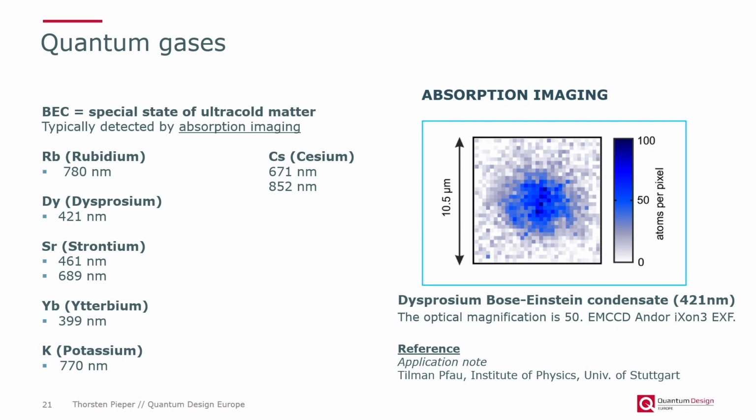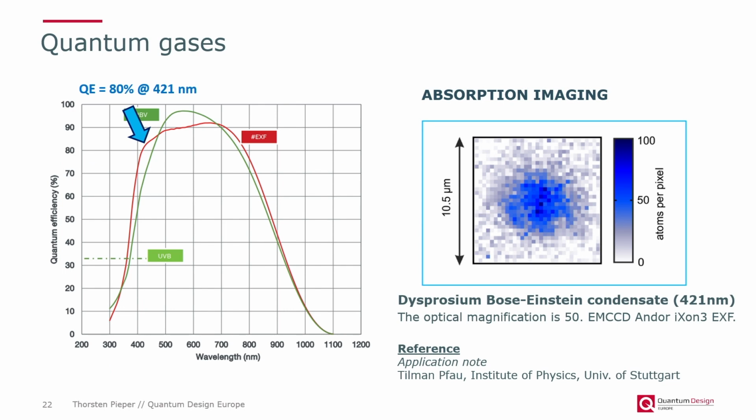Oh, I'm already late. So the camera that we have chosen for this experiment is a camera that gives us high dynamic range, good resolution, and high quantum efficiency at 421 nanometer, because this was the chosen observation wavelength for this element. This is the quantum efficiency diagram for these cameras, and I have marked the 421 nanometer with an arrow here.